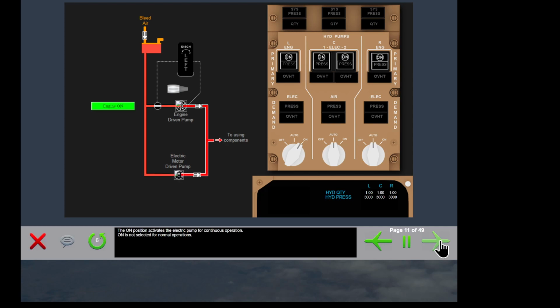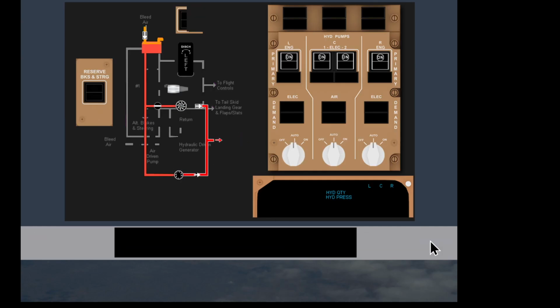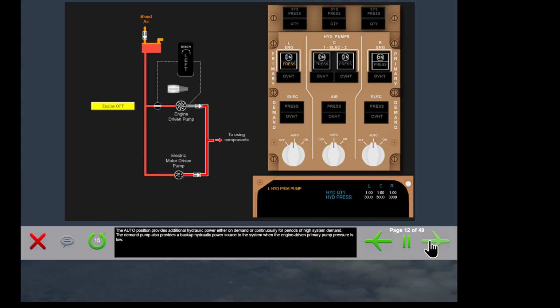The on position activates the electric pump for continuous operation. On is not selected for normal operations. The auto position provides additional hydraulic power, either on demand or continuously, for periods of high system demand. The demand pump also provides a backup hydraulic power source to the system when the engine-driven primary pump pressure is low.